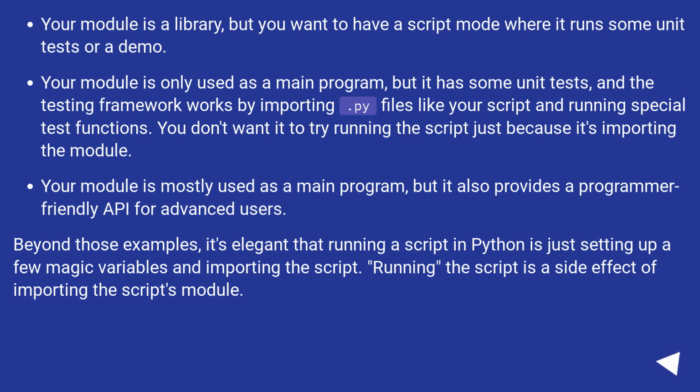Your module is a library, but you want to have a script mode where it runs some unit tests or a demo. Your module is only used as a main program, but it has some unit tests, and the testing framework works by importing .py files like your script and running special test functions. You don't want it to try running the script just because it's importing the module. Your module is mostly used as a main program, but it also provides a programmer-friendly API for advanced users. Beyond those examples, it's elegant that running a script in Python is just setting up a few magic variables and importing the script. Running the script is a side effect of importing the script's module.